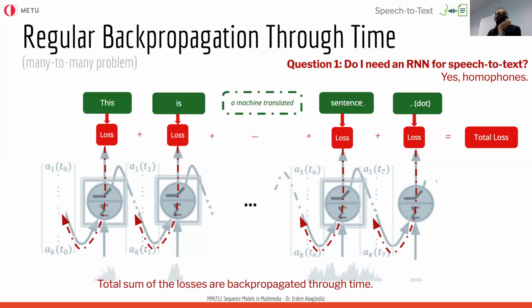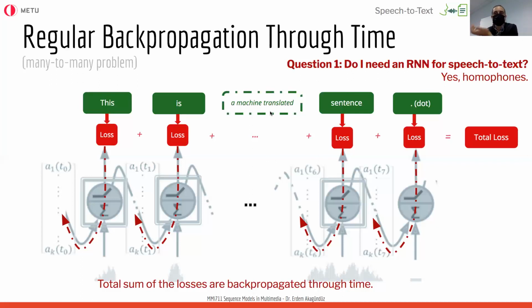For example, can homophones be an example? A homophone is a word having the same sound but different meanings. They have the same sound, they are written differently, and they have different meanings. So how will I understand which word it is? According to the sequence, right?